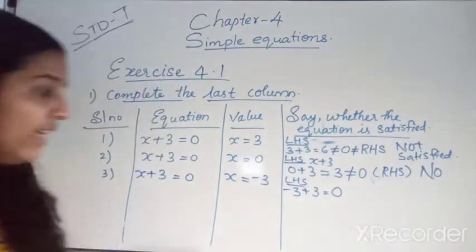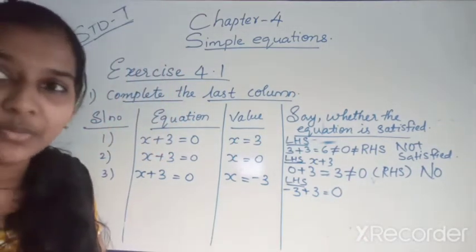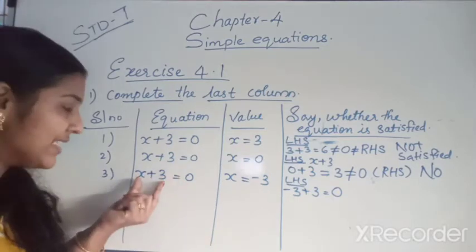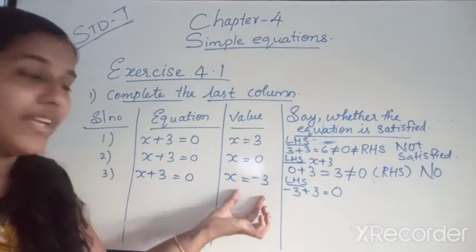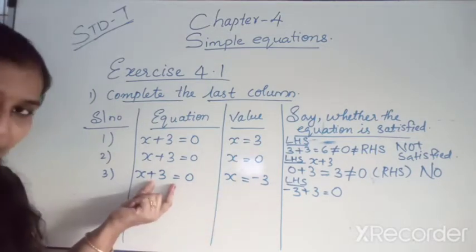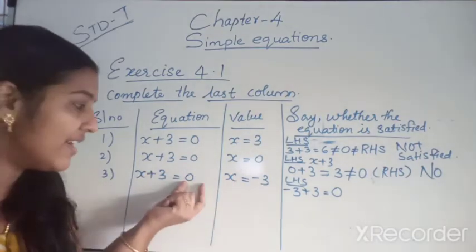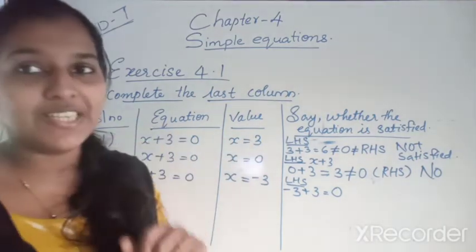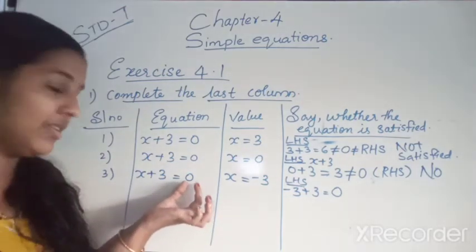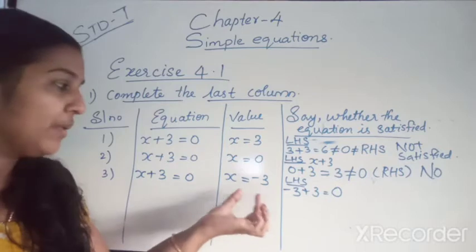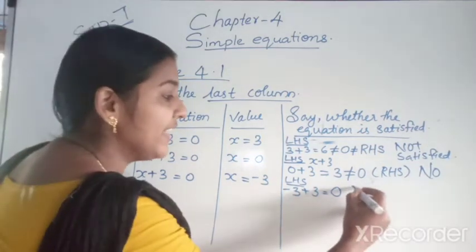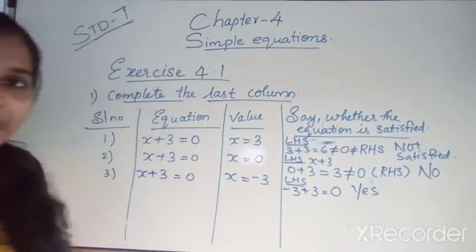Look, children, here we got the number 0 and it is given on the right side, isn't it? So LHS is equal to RHS. When we give the value negative 3 to this equation, we get the RHS. So this equation is satisfying. So x plus 3 equal to 0, where x is equal to negative 3, is satisfying. So you can write yes here.